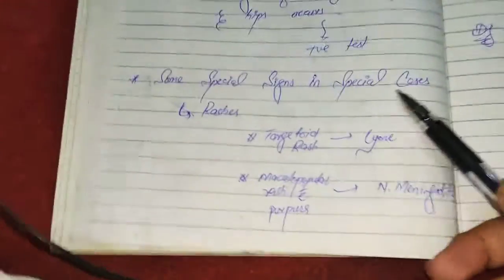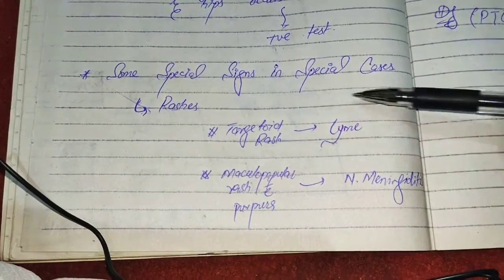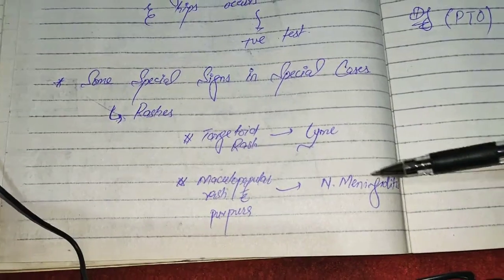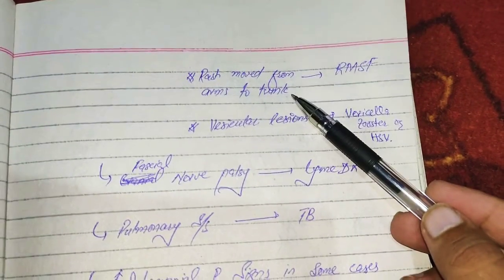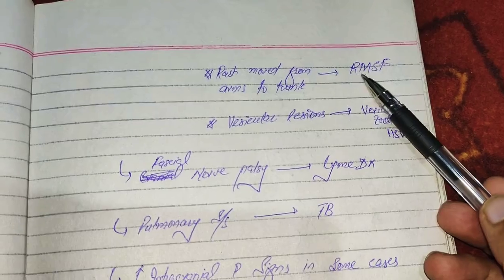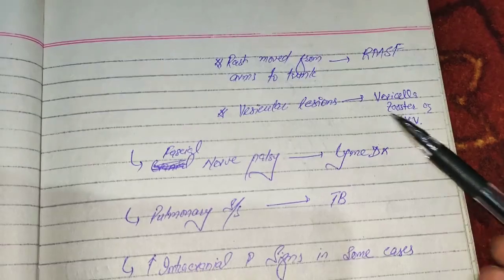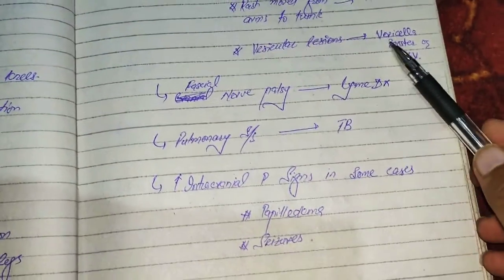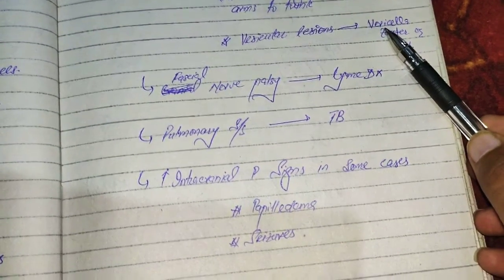Now some special signs which occur in some special cases. First of all are the rashes. If there is a targetoid rash, it is due to Lyme disease. If there is a maculopapular rash with purpura, it's characteristic of Listeria meningitis. Moreover, if the rash moves from the arms to the trunk, we have already talked about it, that it is due to Rocky Mountain spotted fever. And if there are vesicular lesions, that is due to the varicella zoster virus or herpes simplex virus. So remember these special signs and the bacteria or virus associated with them.